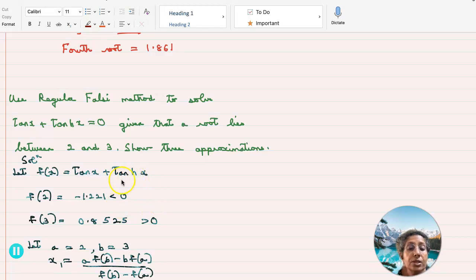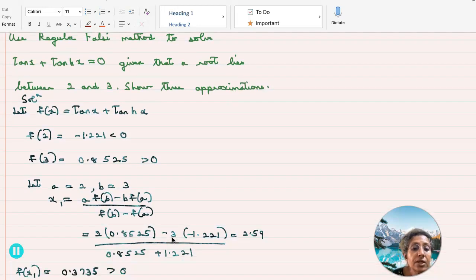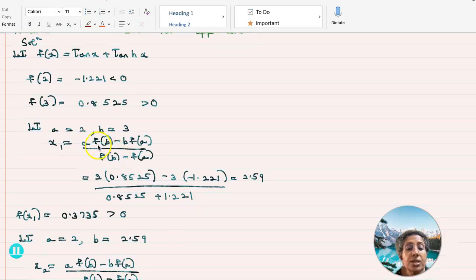You can calculate this using your calculator. F of 3 is 0.8525, which is greater than 0. So let A is 2 and B is 3. The root has to lie between a negative and a positive value. Note that f of A is less than 0, f of B is greater than 0. So we calculate our first approximation x1 as (A f(B) minus B f(A)) by (f(B) minus f(A)). Substituting you get it as 2.59, and f of x1 is 0.3735, which is greater than 0.